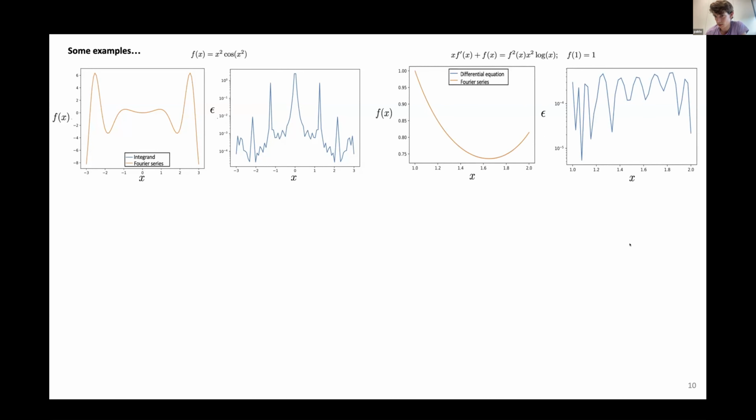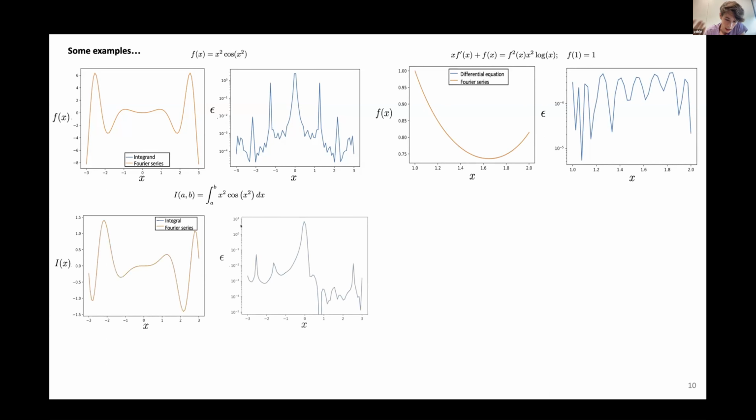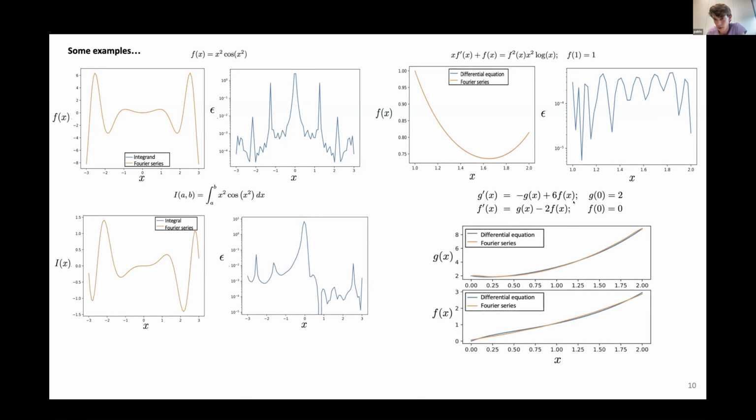Here is the error of the differential equation. We did the same for integration. Again, you see that it only explodes close to 0 because it is the relative error. And this is for coupled differential equations. This is not so good. I think that the error is around 10% for some intervals of your X domain. But still good enough.